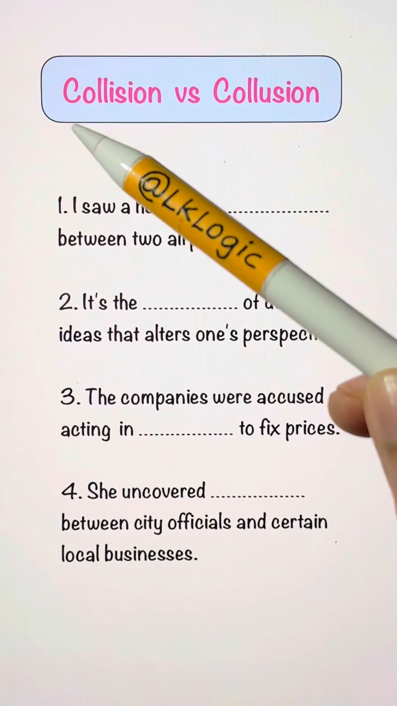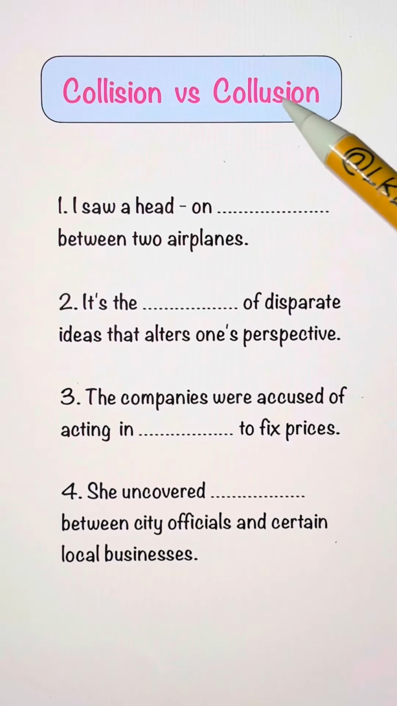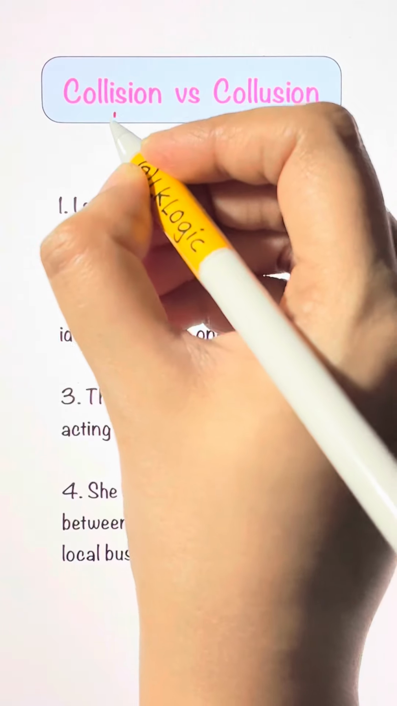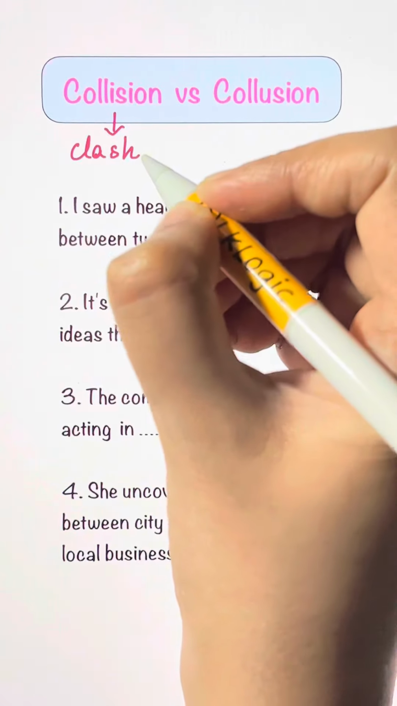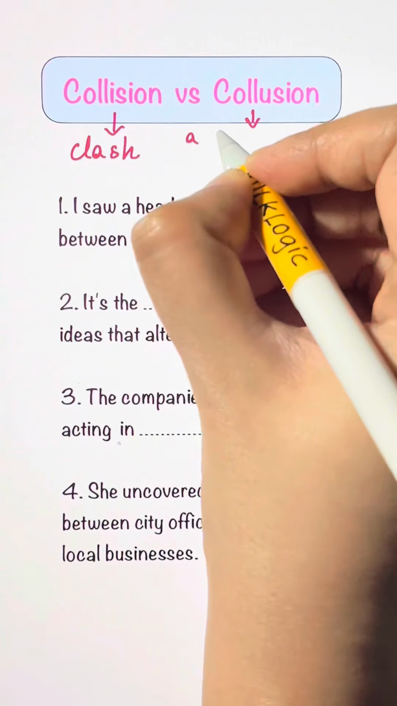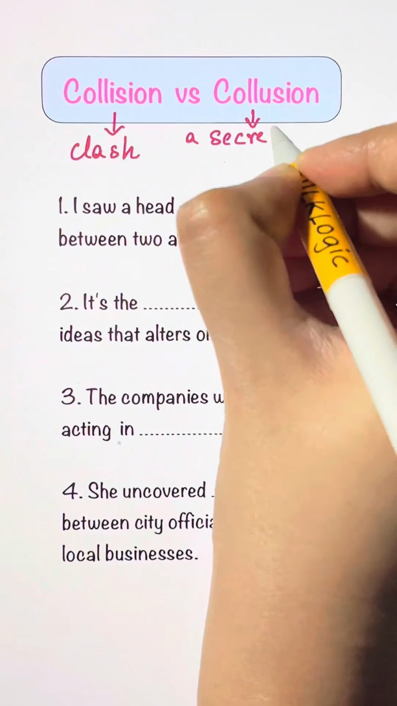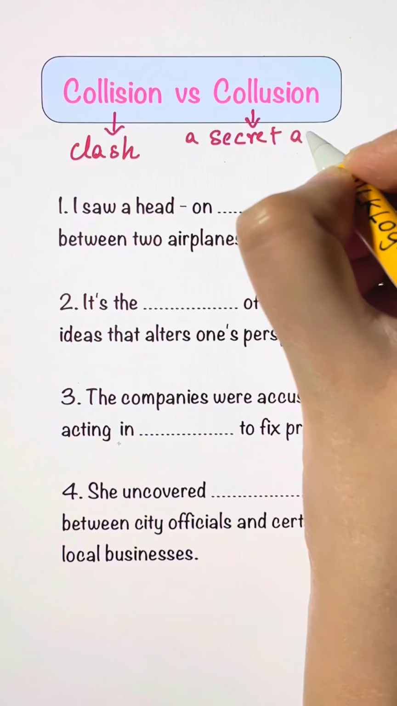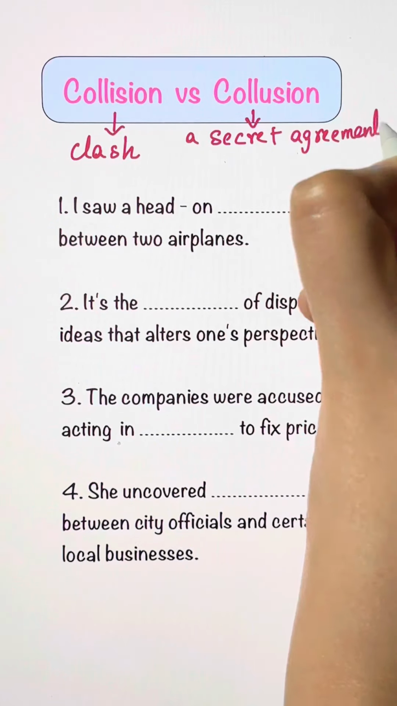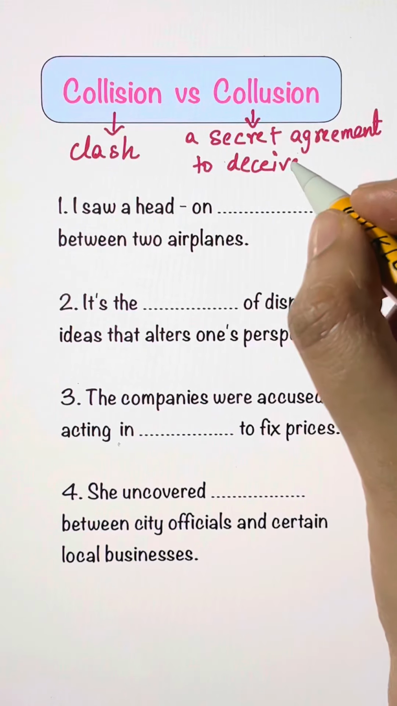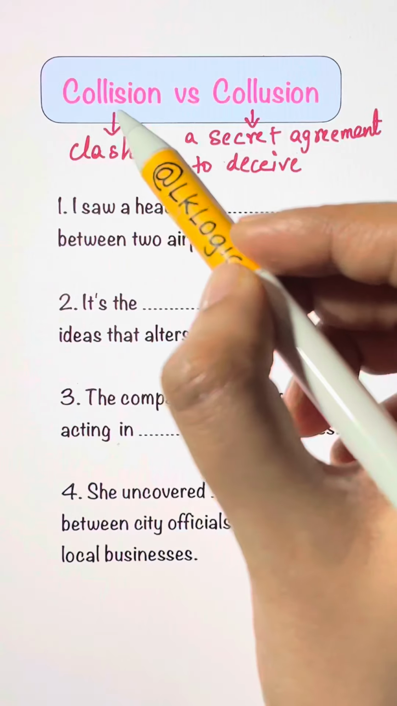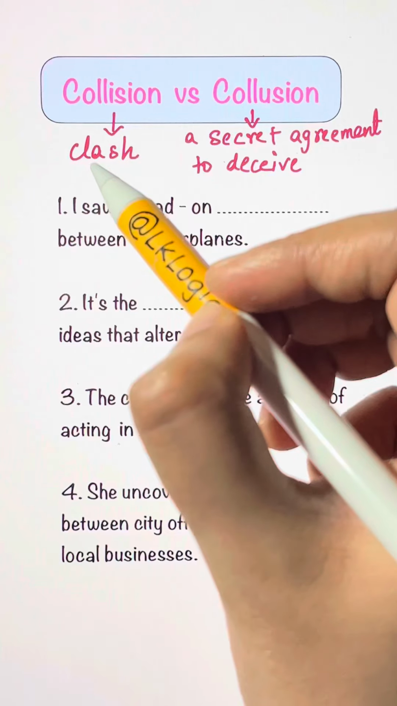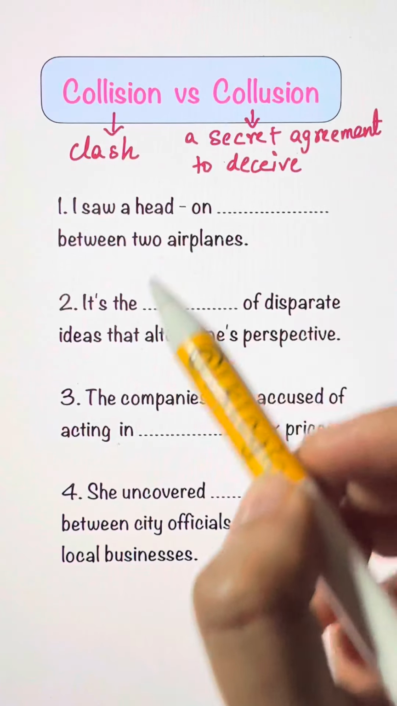Hi guys, what's the difference between collision or collusion? Collision means clash or crash. Collusion means a secret agreement to deceive someone or cheat someone. So we say for illegal or dishonest purpose. That's collusion. And collision means clash or crash between two or more things.